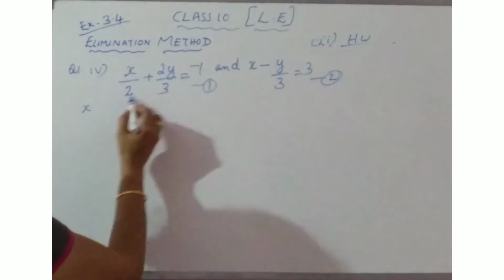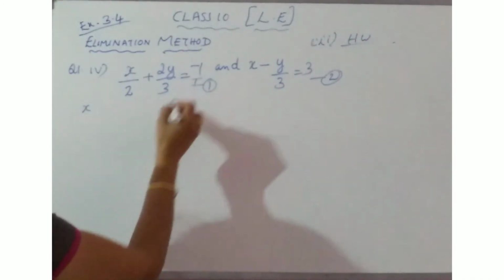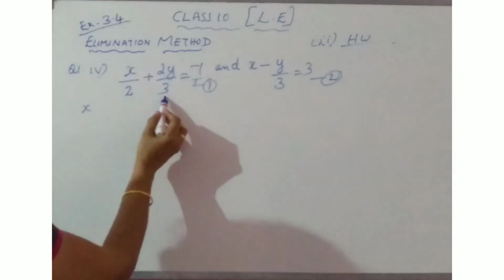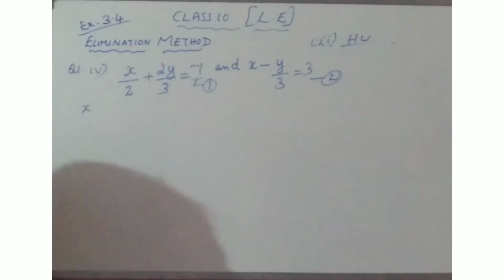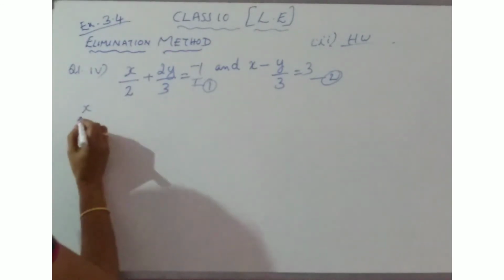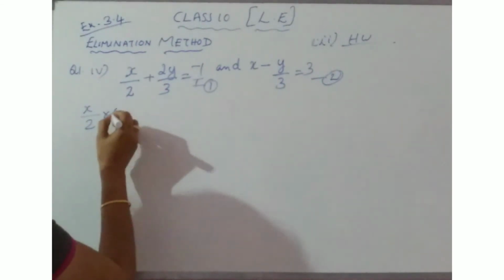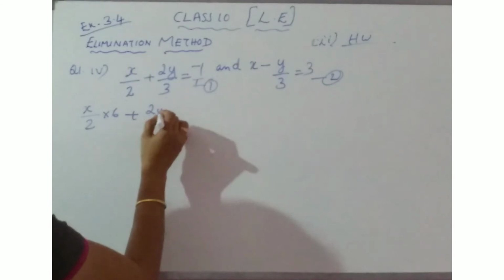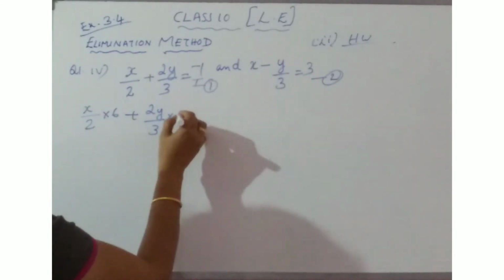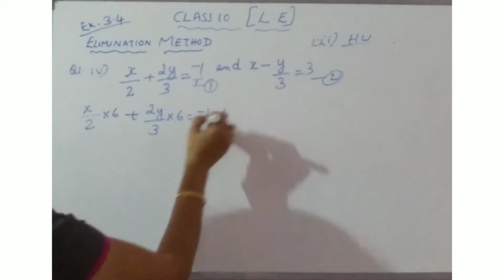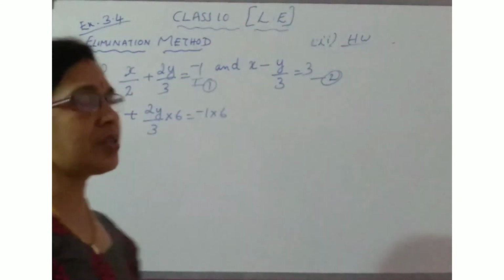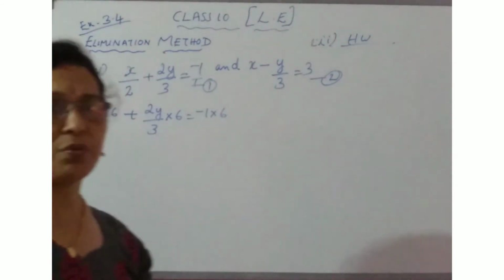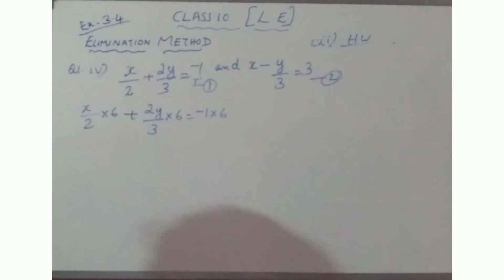So I am taking the LCM, here the denominator is 1. If you take the LCM of 2, 3 and 1, then you will get the LCM as 6. So you have to multiply throughout by 6. So x by 2 multiplied by 6 plus 2y by 3 multiplied by 6 is equal to minus 1 into 6. Always, if you are getting a pair of linear equations in two variables in this form, you have to do it in this method.